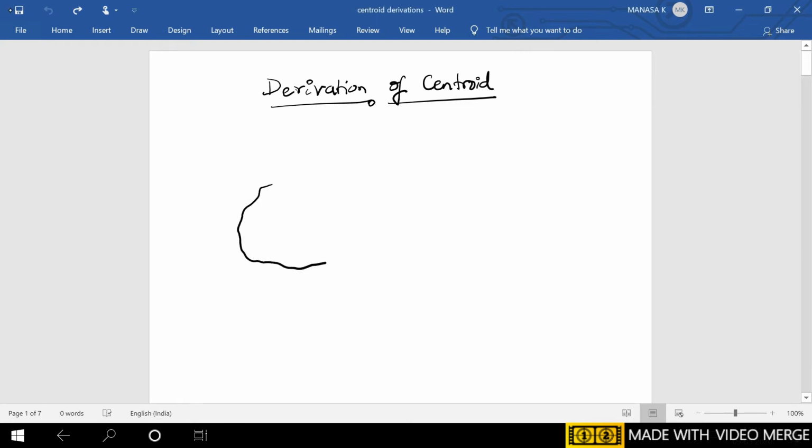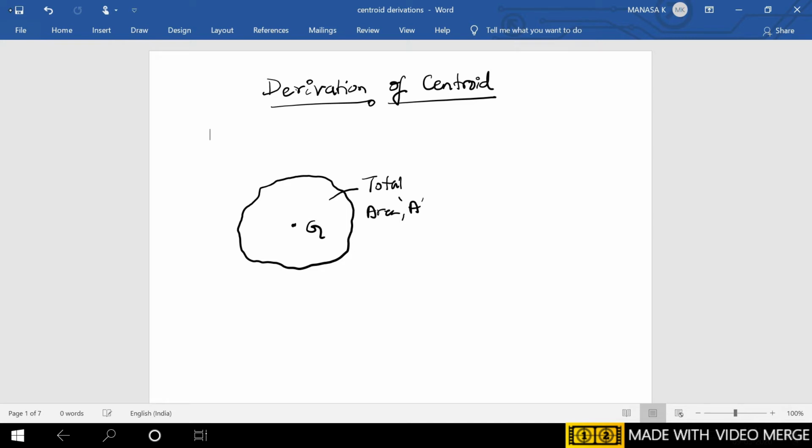Then let us consider a lamina of irregular shape like this, which has a total area of value A. Let us consider it is having a total area A. So it is an irregular lamina. We shall consider it is having a centroid at this point.